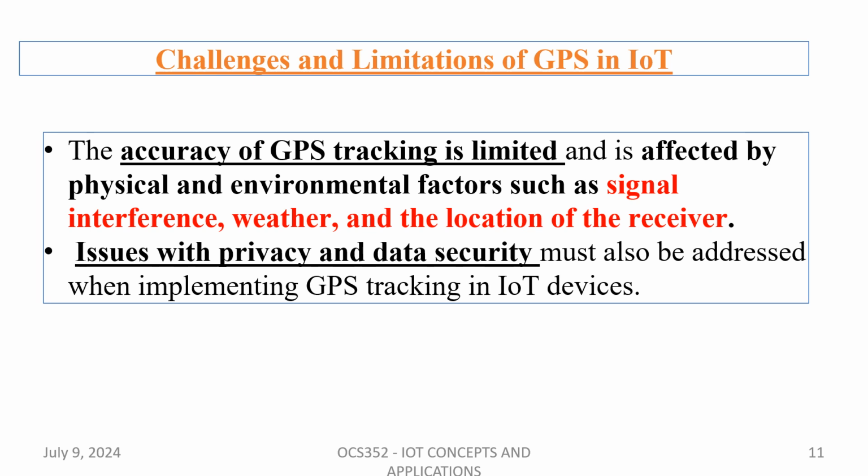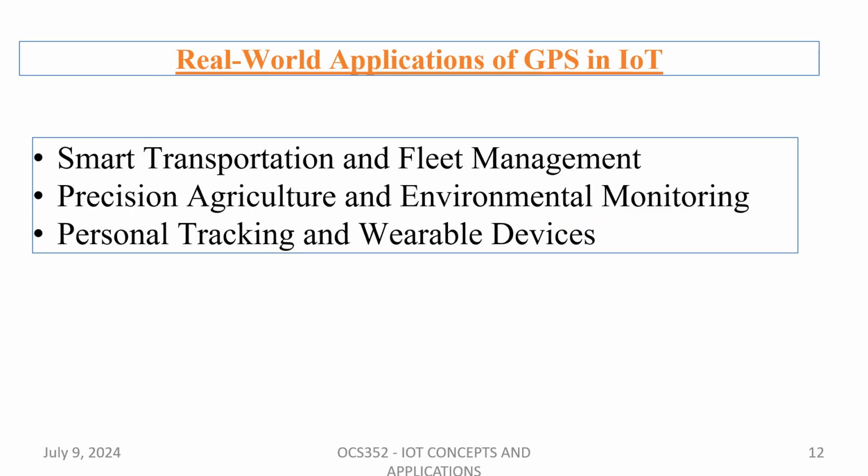The accuracy of GPS tracking is limited and affected by physical and environmental factors such as signal interference, weather, and location of the receiver. Issues in privacy and data security must also be addressed when implementing GPS tracking in IoT devices.